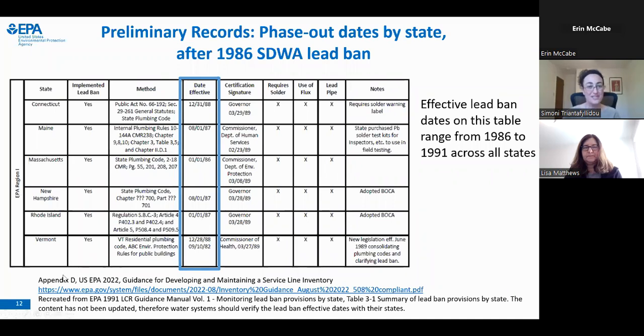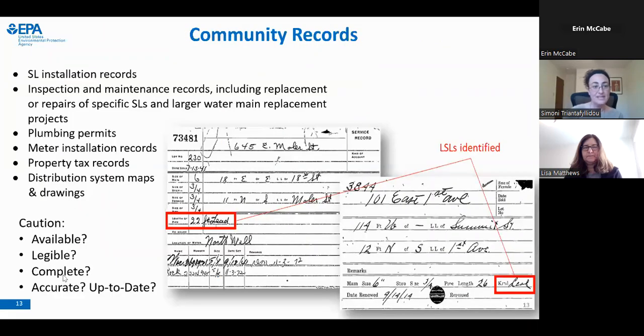And going through all of the states, basically lead service lines were banned starting from 1986, so the year of the Safe Drinking Water Act lead ban, to 1991 in all cases, to several years after that. So depending on which state you're at, this is kind of a good starting point to get an idea of when lead pipes stopped being used in service lines.